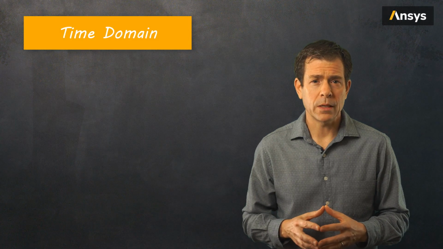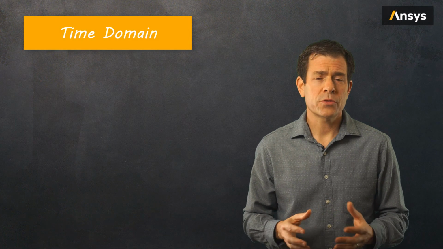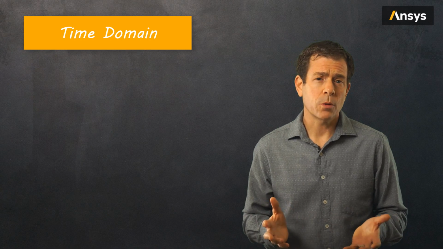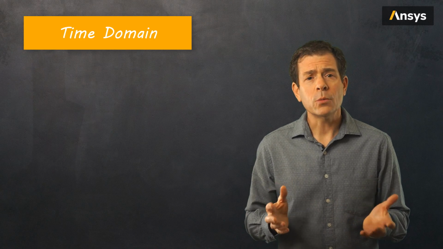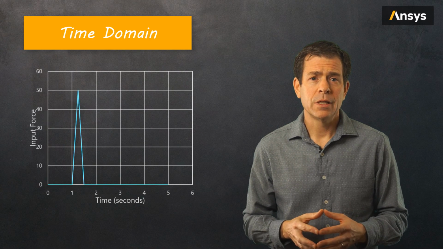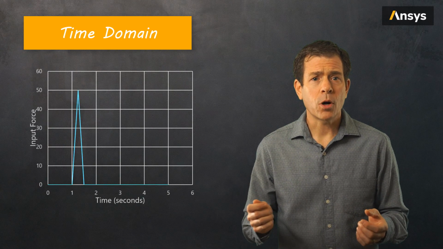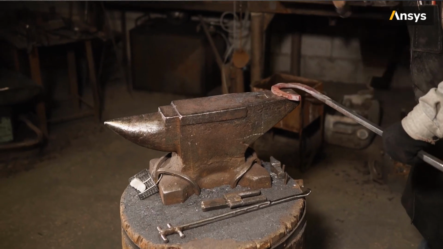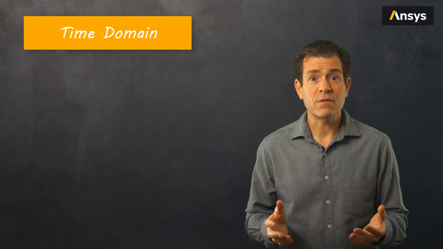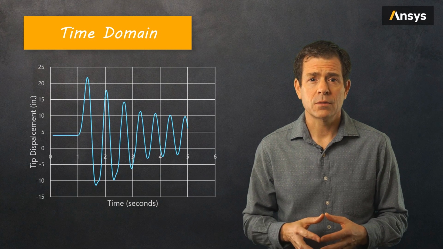So, dynamics problems can be solved in the time domain or the frequency domain. So let's take a closer look. In the time domain, the input and responses are arbitrary. For example, here we have an input that rises to a peak and then drops to zero. This would be like hitting a part with a hammer a single time. We would then expect the response in the structure to maybe vibrate, as we can see here.